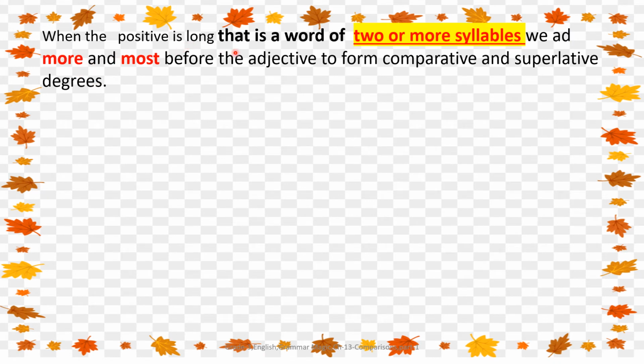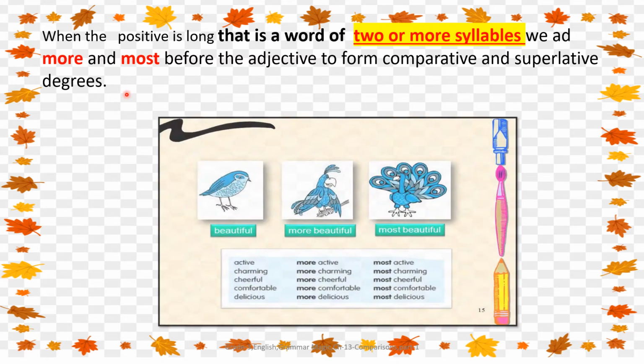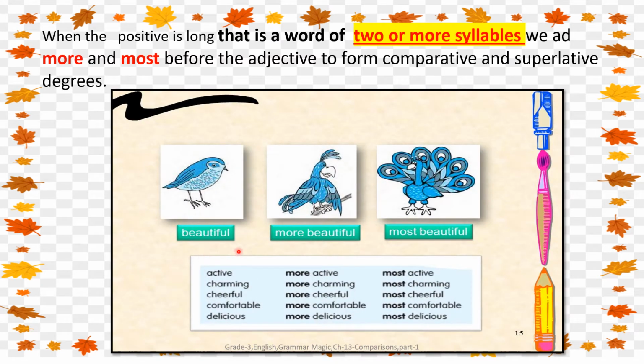The positive is long, that is a word of two or more syllables. We add more and most for the adjective to form comparative and superlative degrees. For example, beautiful. Okay, so when we speak beautiful, how many times does your chin go down? Beautiful. Four times our chin goes down.